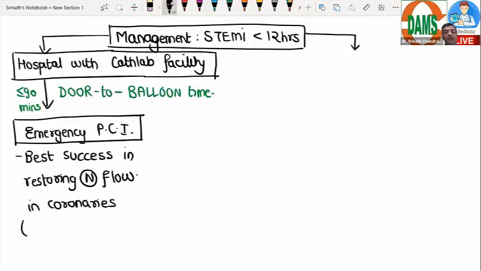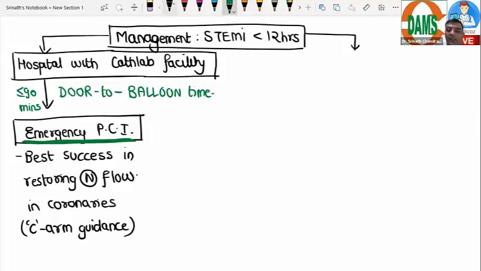Because it is done under direct vision. You can see under C-arm, X-ray guidance. When you inject the contrast, you can see that the occlusion has completely opened up. So that is why we say in practice, the first choice of emergency revascularization is to go for emergency PCI.